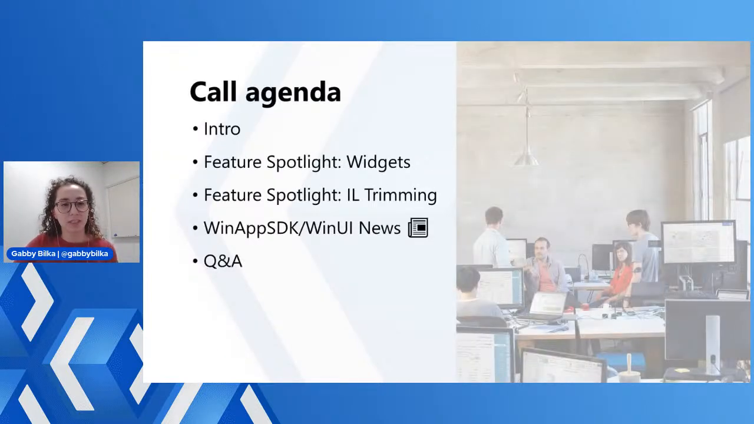Our agenda for today. We are joined by JP from the Widgets team to chat about how you can create third-party widgets for your app using Windows App SDK. We also have Mano on from CSWinRT to chat a bit about IL trimming. I'll also give some updates about Windows App SDK and WinUI, and then as always, we'll lead into Q&A.